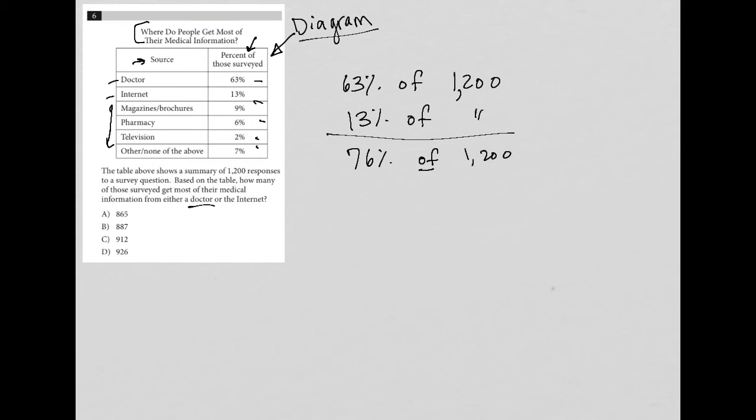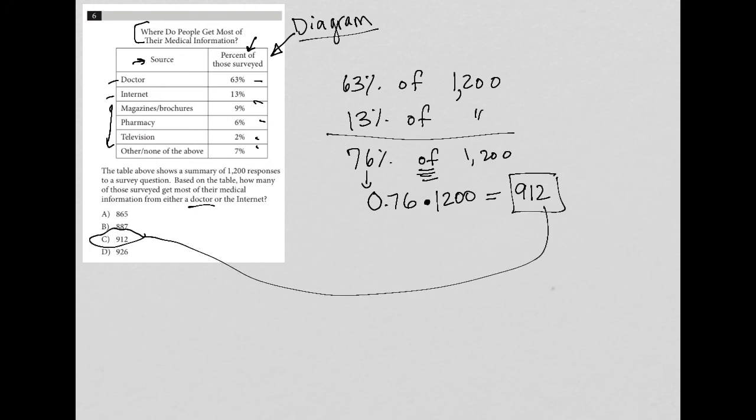In math, the word of means to multiply. And in math, on this test, for percentages, we are always going to write the percentage as a decimal, so 0.76. So what I have here is 0.76 times 1,200. Because this is the calculator section, I'm gonna go to my calculator and just figure out what is 0.76 times 1,200. And what I get is 912. Therefore, the correct answer here is choice C.